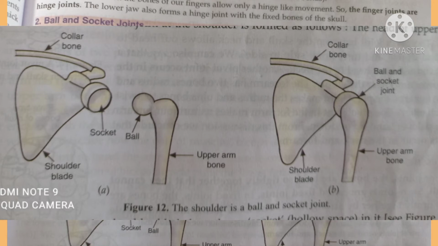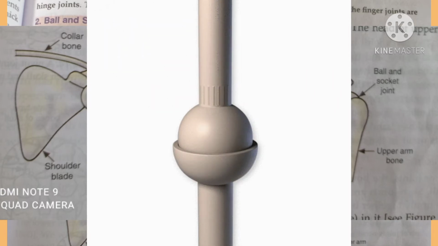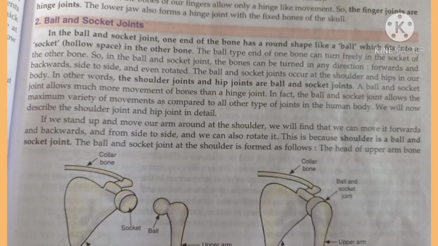So in the ball and socket joint, the bones can be turned in any direction, forwards and backwards, side to side, and even rotated. The ball and socket joints occur at the shoulder and hips in our body. In other words, the shoulder joints and hip joints are ball and socket joints. If we stand up and move our arm around the shoulder, we'll find that we can move it forwards and backwards and from side to side, and we can also rotate it. This is because the shoulder is a ball and socket joint.